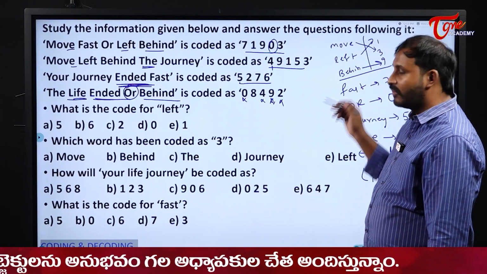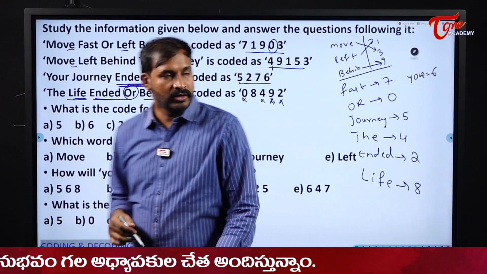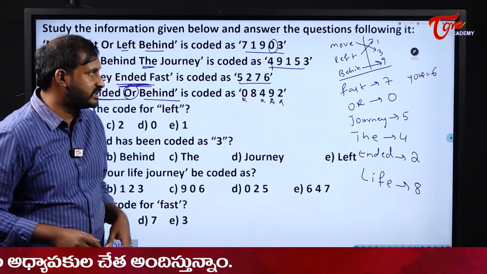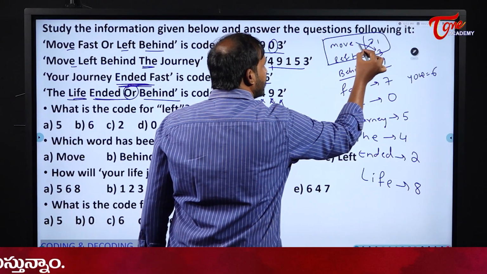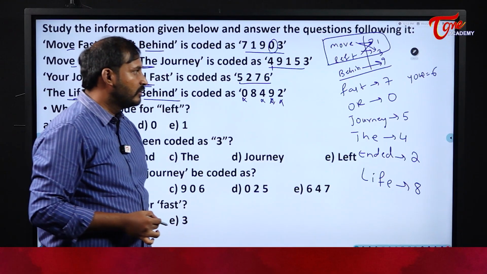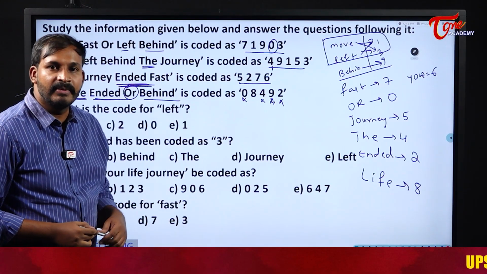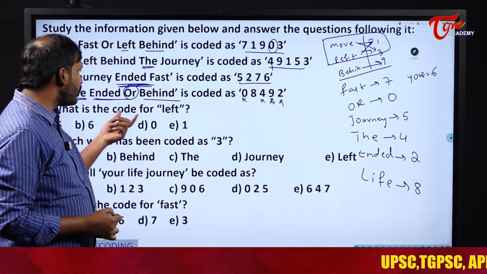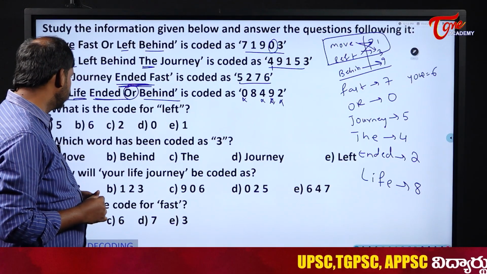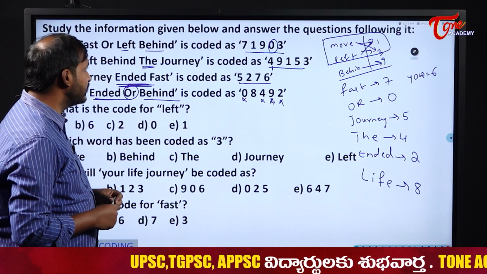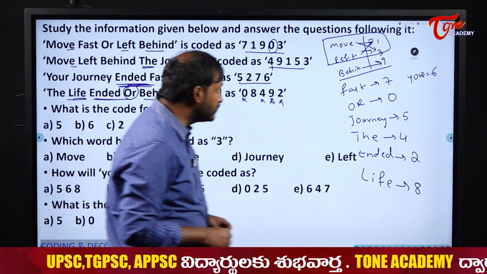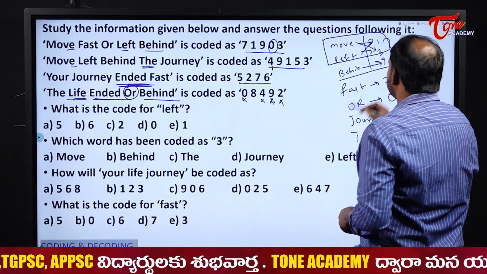It can be either of 1 or 3. For move and left, it can be exchanged, or we don't know exactly between move and left. It can be like this or it can be like this. But we have clarity about the remaining words. Now see here, what is the code for left? We cannot say exactly, 1 or 3, but we have two chances.